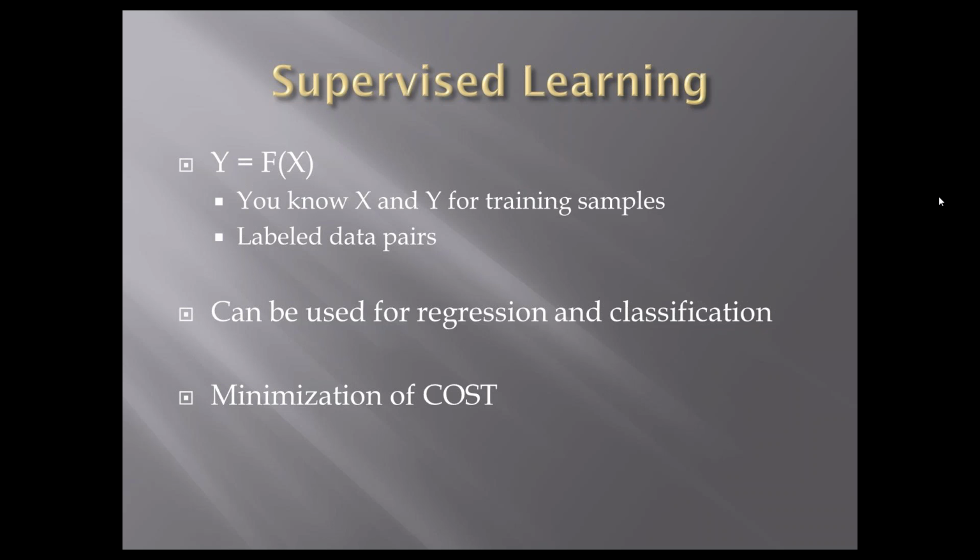And this is supervised learning because the training system is going to take those pairs and assure that they work in your end solution. Supervised learning can be used for regression and classification. It's also a cost minimization problem. So how your training system works is by reducing the amount of error in your Y that you've told it is correct and the Y that it generates out of the function that it's trying to create.